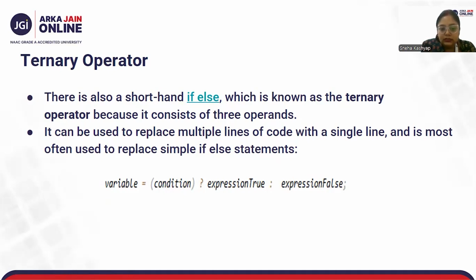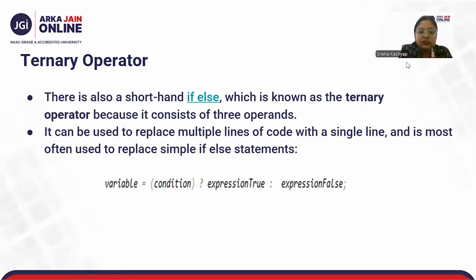Because the ternary operator contains 3 symbols, that is equal, followed by question mark, followed by colon. So we can use 3 different operators and we can just give a single line statement. So the ternary operator can be used to replace multiple lines of code with a single line and is most often used to replace a simple if else statement. It is very easy to run and very less time taking. So now let's see how it works.